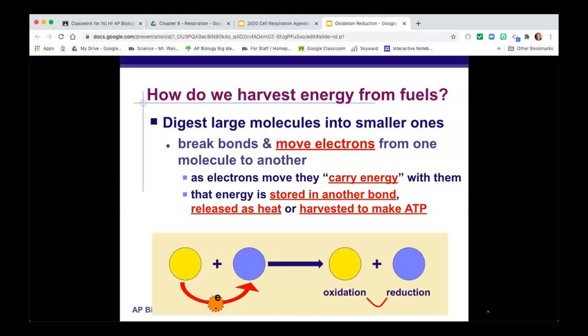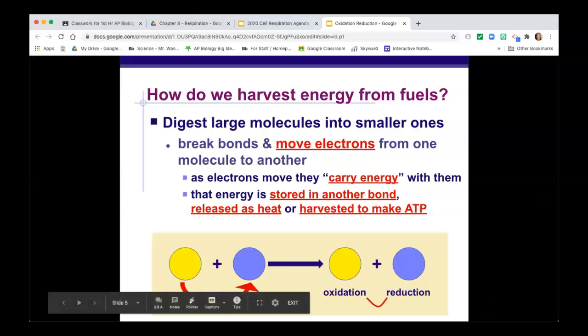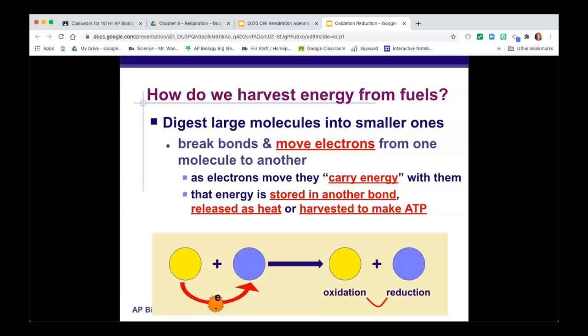Whenever we break a bond, we're going to release energy, right? And so this process is going to be moving the electrons, basically, that were in that bond between reactions. And so we saw a little bit of that last week with NADPH and ATP. All right, so when you break a bond, that electron becomes available to be used by another reaction.